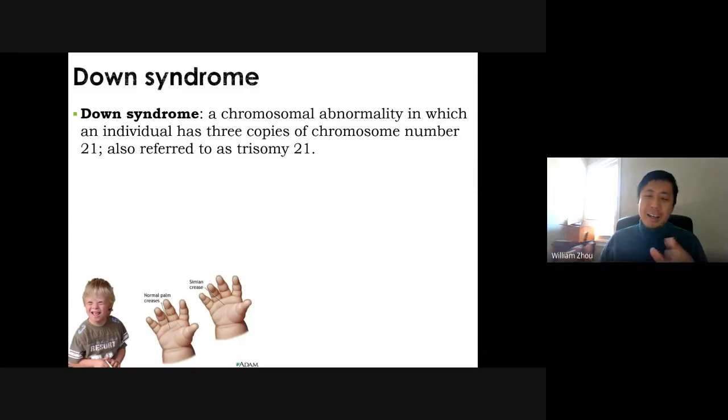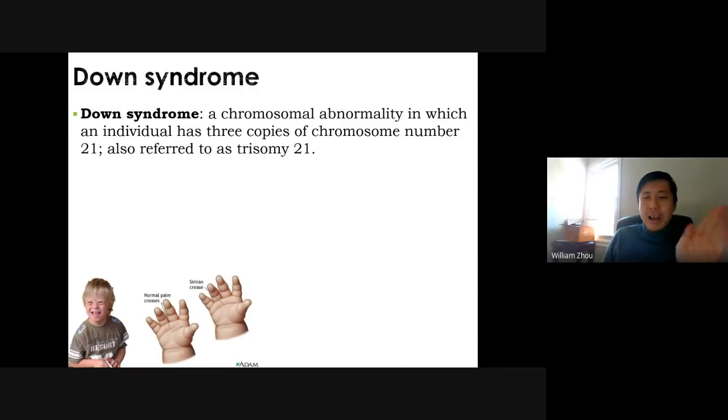That is automatically dead. Okay, that's called a miscarriage. That person never comes to be. So you can't be missing a chromosome. Okay, there's one exception. You're missing the Y chromosome. That's the only exception. If you're missing any other chromosome, you won't make it past birth.